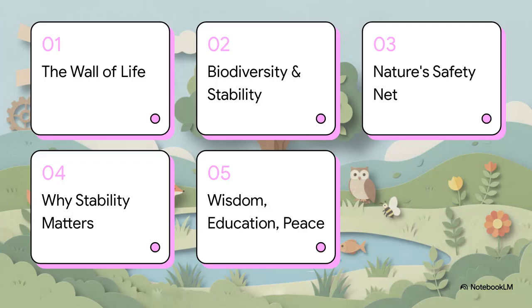Okay, let's dive into this. Here is our roadmap for today. Number 1, the wall of life. Number 2, how biodiversity creates stability. Number 3, nature's safety net in action. Number 4, why ecosystem stability matters. And we'll wrap up with number 5, wisdom, education, and peace.